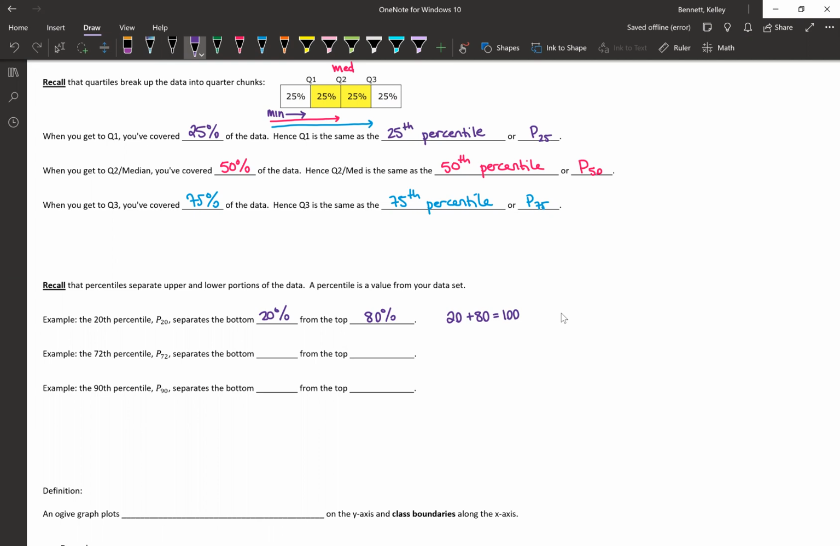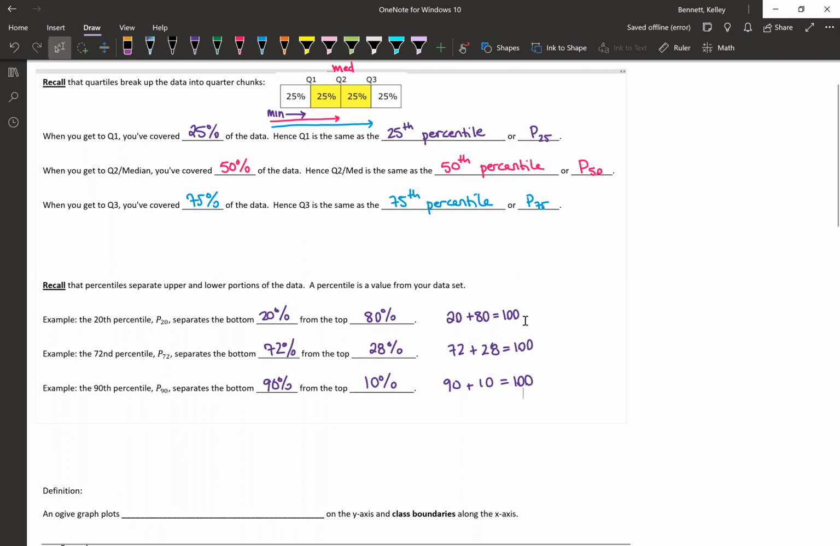Similarly, if I'm at the 72nd percentile, P72, then that's going to separate the bottom 72%. So what is the missing piece that's going to bring me up to 100? That's going to be 28%. So again, I'm getting that from the fact that 72 plus 28 is 100. And then if I'm at the 90th percentile, that's going to separate the bottom 90% from the top 10%. And again, that's because I know I have 90 on the bottom, so I must need that extra 10 to get me up to 100.